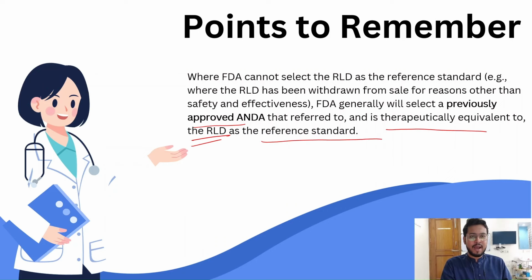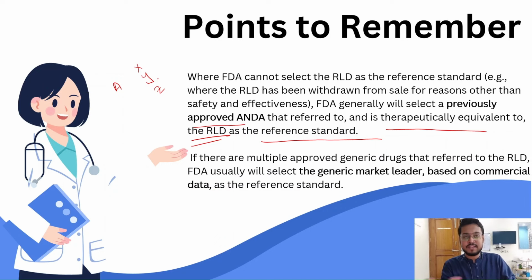Now you might be wondering that by the time the RLD got discontinued from the market, there might be many ANDAs in the market, right? For example, if the RLD is A and by the time it got discontinued there are X, Y, Z, three generics which are already approved, then how is FDA going to select which one is going to serve as the RS? Now FDA generally selects based on the generic market leader or based on the commercial data. So out of these three, whichever is the generic market leader or has the best commercial data in the market will be selected as the RS. For example, if Y is the best one out of these three, that will be selected as the RS.